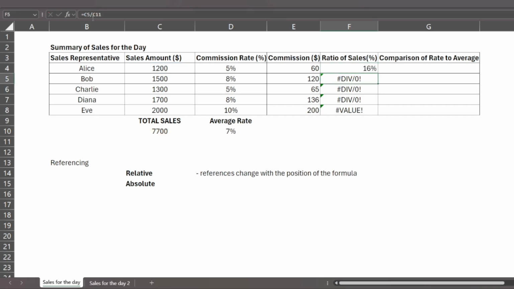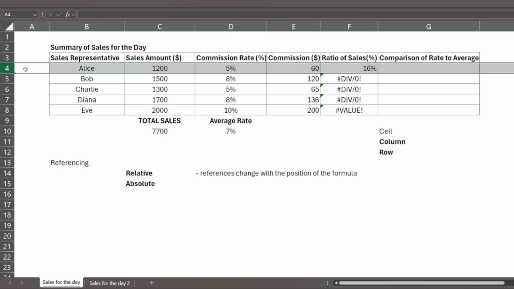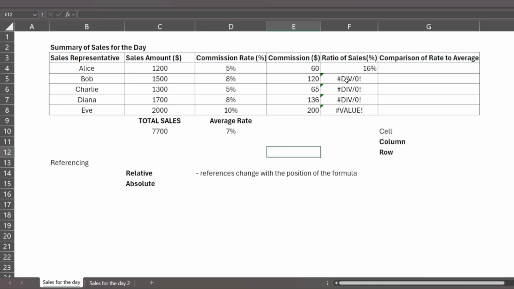Just to remind you, a real quick theory lesson here. A cell is actually the intersection between a column and a row. All right. So a column and a row intersect, and where those columns and rows intersect, those are the cells that we're dealing with, right? So we call this cell F4 because it's the intersection between column F and row 4, right? So now when you're referencing a cell, you have to look at it from that point of view.